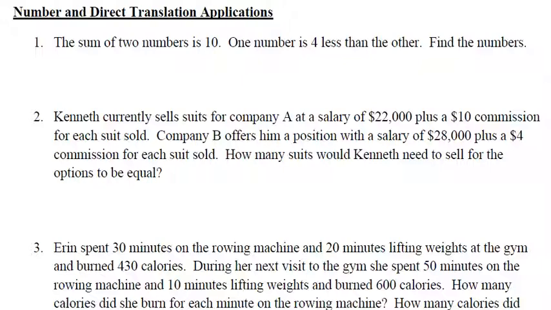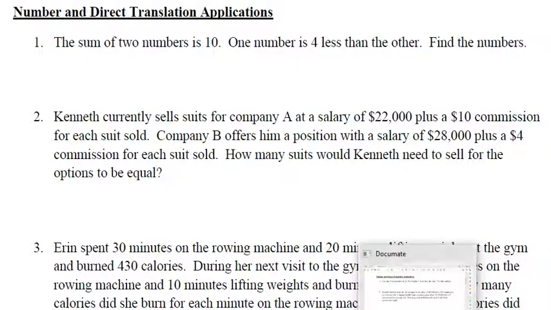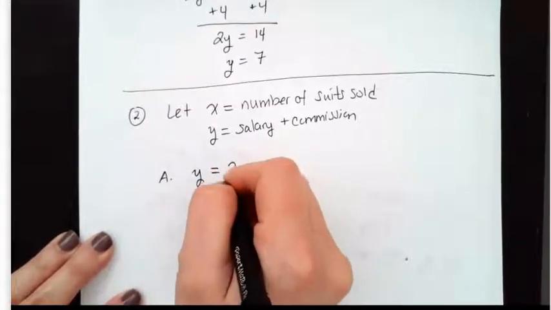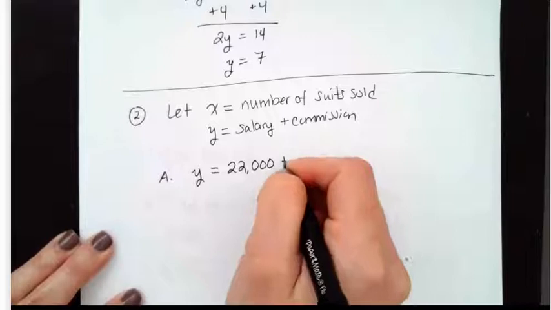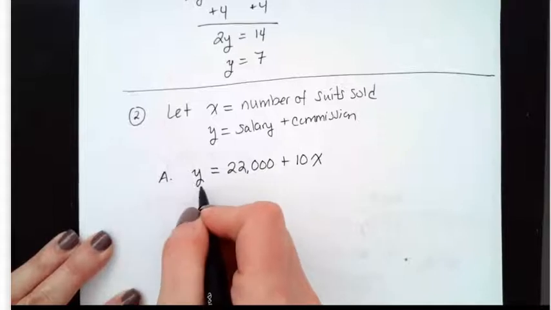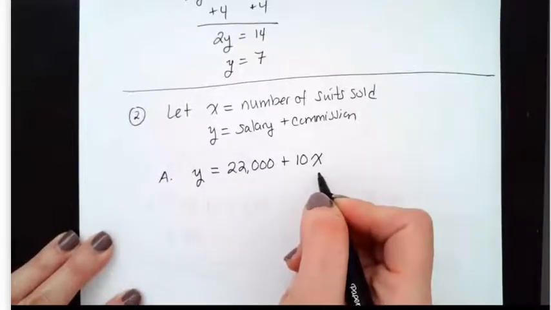So in Company A, he's making $22,000 plus a $10 commission for each suit sold. So at Company A, we have the following. So I'm going to label my equations A and B instead of 1 and 2. Company A, it's $22,000 plus $10 per suit. So what he's making is equal to $22,000 plus $10 per suit. The amount of money he makes for that company can be found by making this calculation.